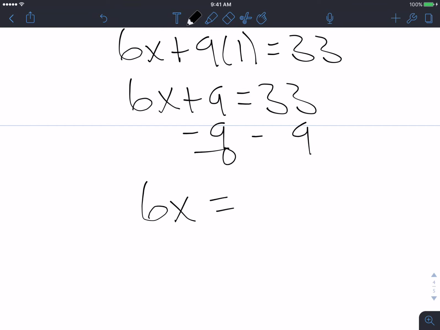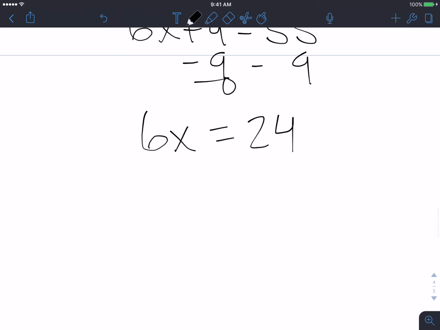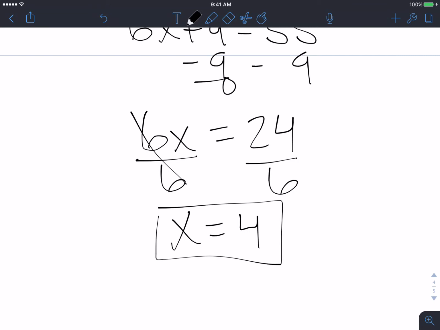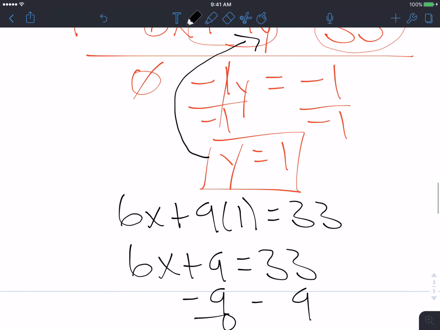I don't know. 24, 6. I think it's 24. If I'm wrong, sorry guys. Correct me in class. Divide by 6. Divide by 6. Whoa. X equals 4. So here are your answers. X equals 4 and Y equals 1.